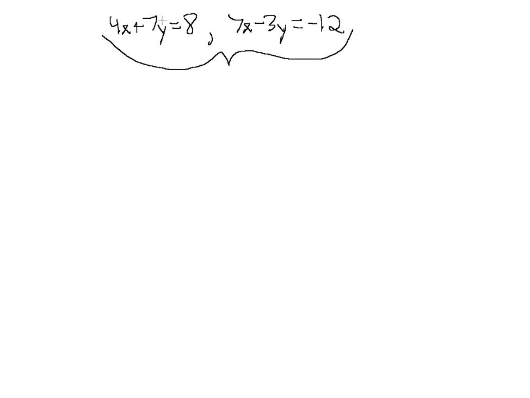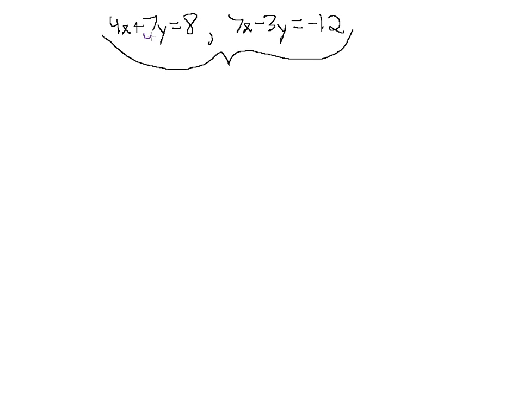Let's look at another one. Let's say we have 4x plus 7y equals 8. And we have 7x minus 3y is equal to minus 12. All right, so this is our system of linear equations, and we want to take a look at the coefficients of the variables and see if we can find a fairly simple common multiple of one of them.